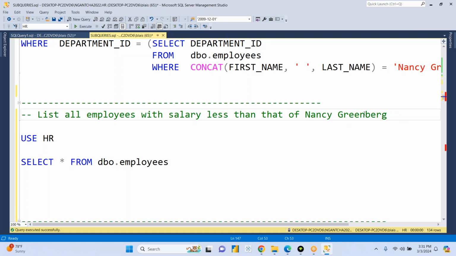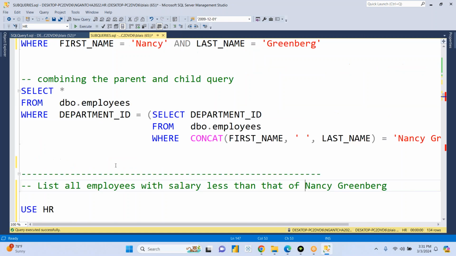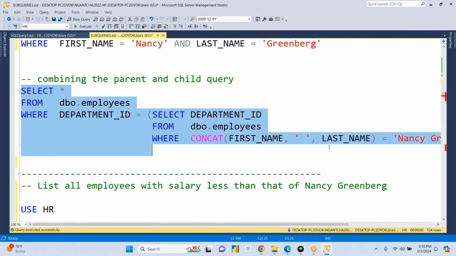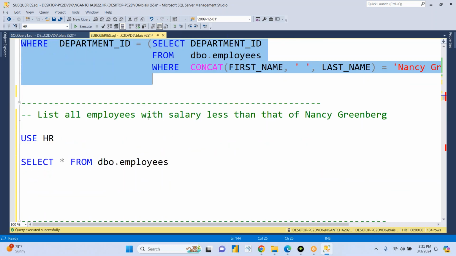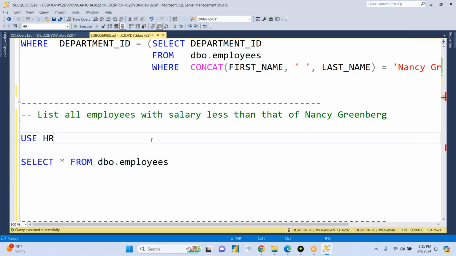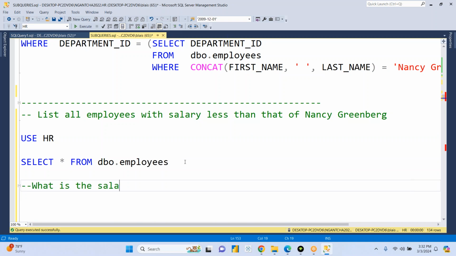I need somebody to volunteer and solve this question. You have to understand this one. In the scope of salary, you're able to solve this one. So list of all employees with salary less than that of Nancy Greenberg. Again, the subquery will be, what is the salary of Nancy Greenberg? This is where the investigation begins.